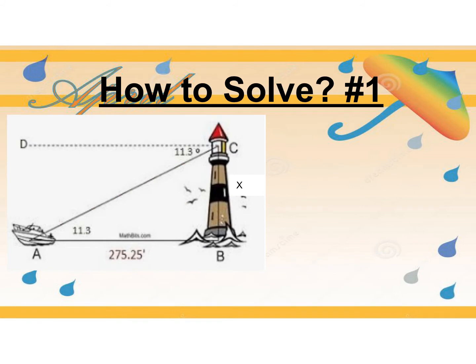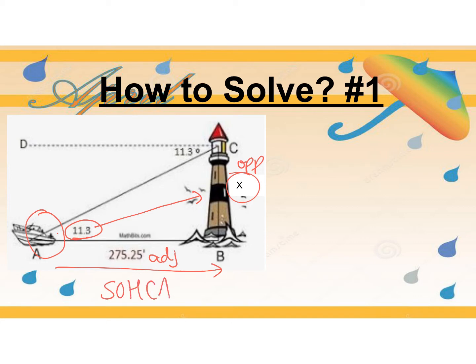So let's look at how I would solve something like this. I'm going to be the person on the boat, and I see my angle of elevation is 11.3. The horizontal distance to the lighthouse is 275.25 feet, and I want to see how tall that lighthouse is. So I'm here, I want to orient myself, and I'm looking at opposite and adjacent. I can remember from SOHCAHTOA that opposite and adjacent is my last, so I'm using the tangent function.